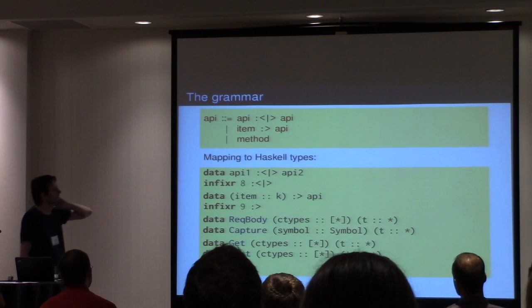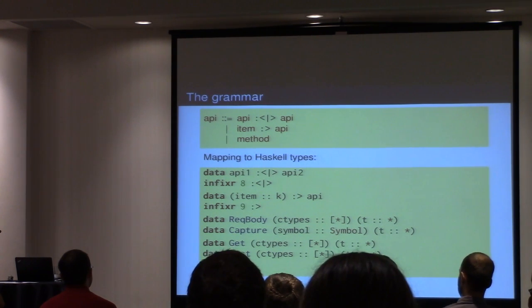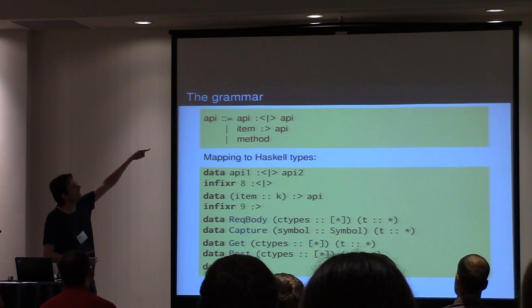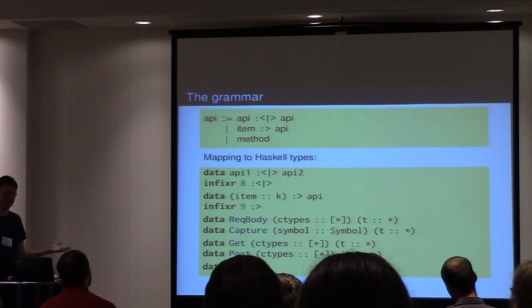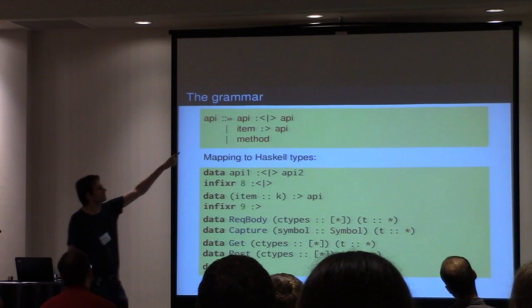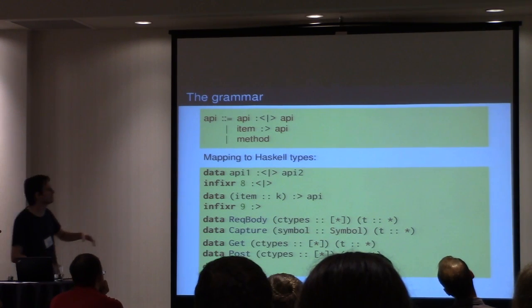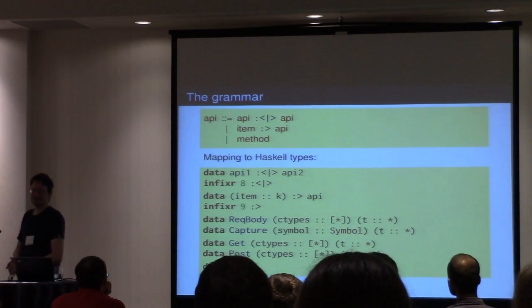Rather than what you might think if you're familiar with the latest Haskell type system extensions, we're not actually introducing a kind called API, which has data types associated with it that correspond to these three options, but we just have data types for each of the individual constructs. And the reason is, again, extensibility.